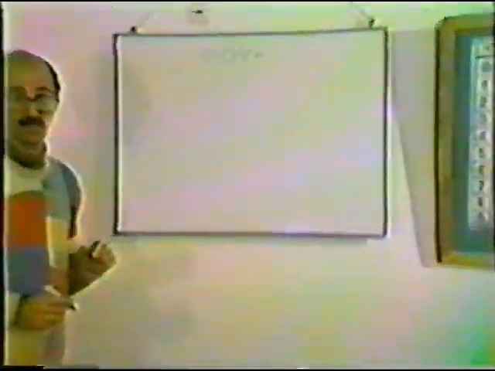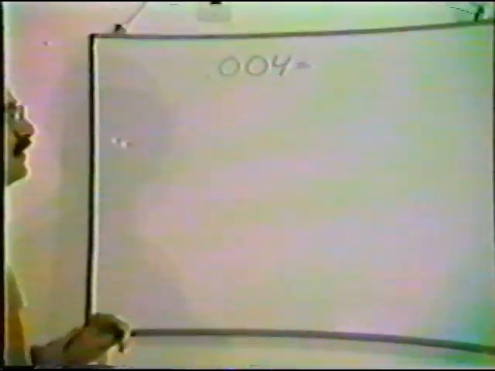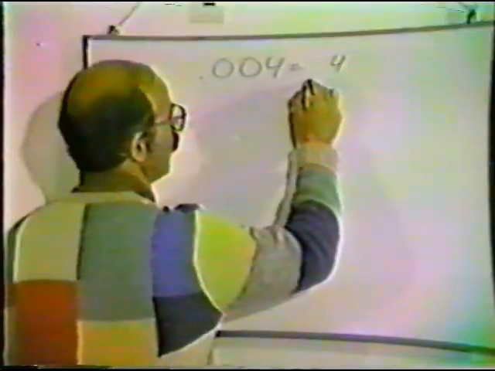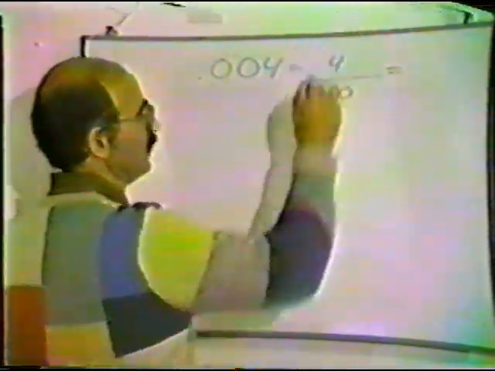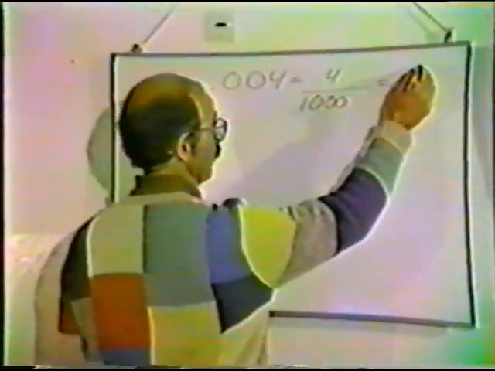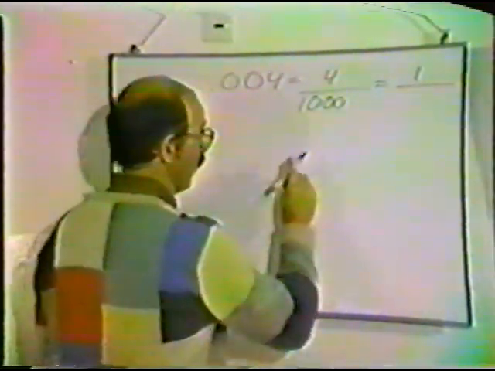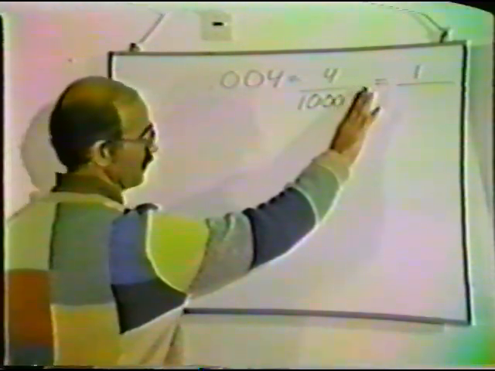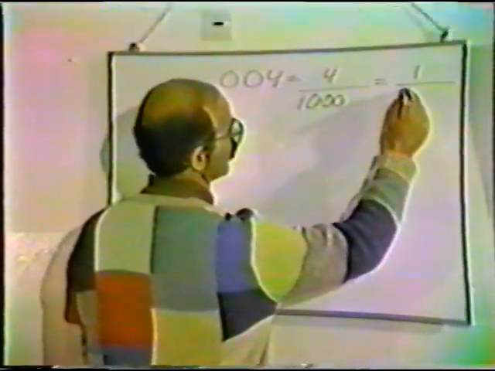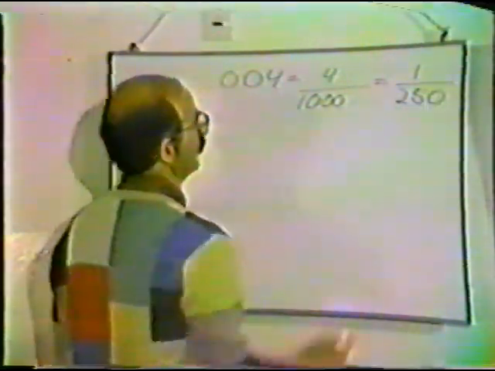0.004. What does that say? 4 thousandths. Can it be reduced? Yes. What would you like to hit them with? 4. Sure. 4 into 4 is 1. 4 into the 100 is 25. So into the 1,000 is? 250. Very good.